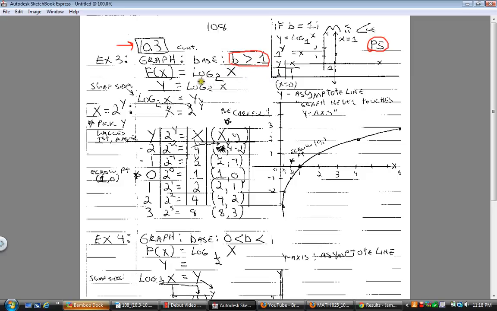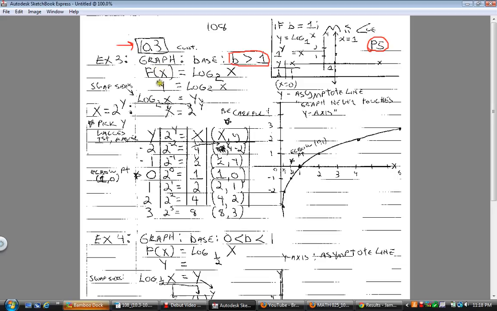Okay, so we're going to take an example. We're going to say f of x because we've proven these are functions from before. They pass both the vertical line test first and the horizontal line test, so we do have functions. And we're going to say log base 2, again greater than 1, result x.